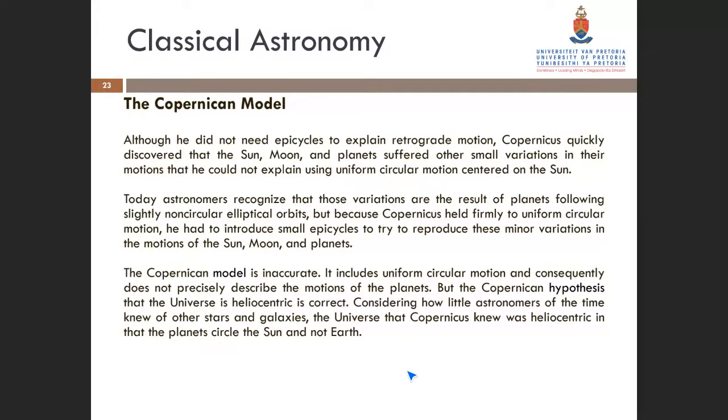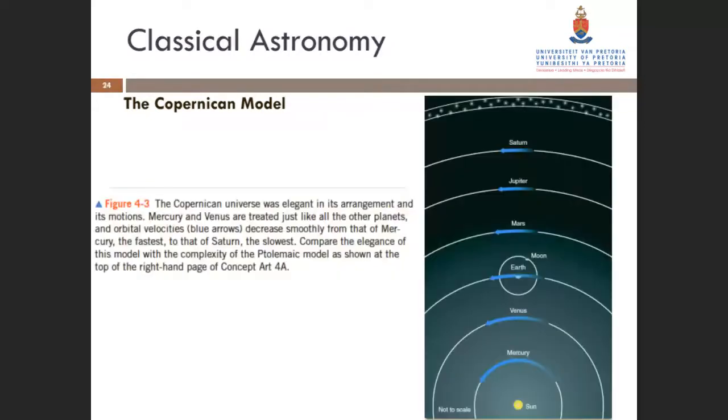The Copernican model is inaccurate. It includes uniform circular motion and consequently does not precisely describe the motions of the planets. But the Copernican hypothesis that the universe is heliocentric is correct. Considering how little astronomers of the time knew of other stars and galaxies, the universe that Copernicus knew was heliocentric, in that the planets circled the sun and not Earth.